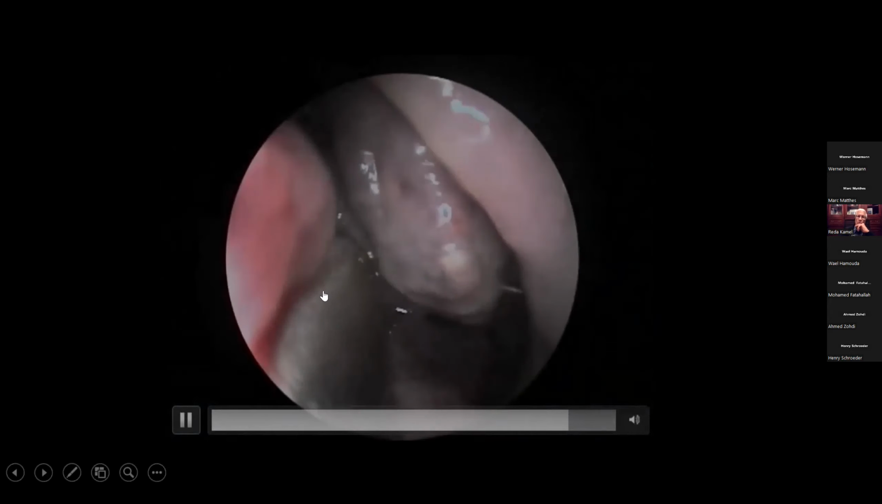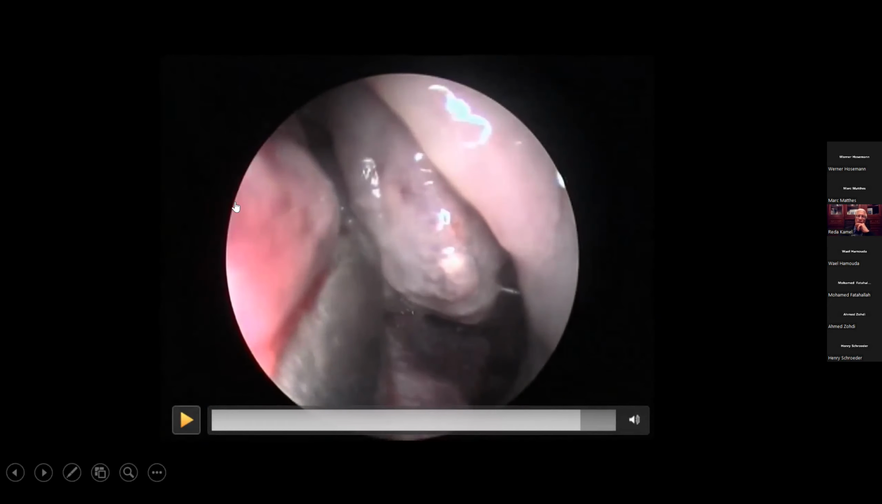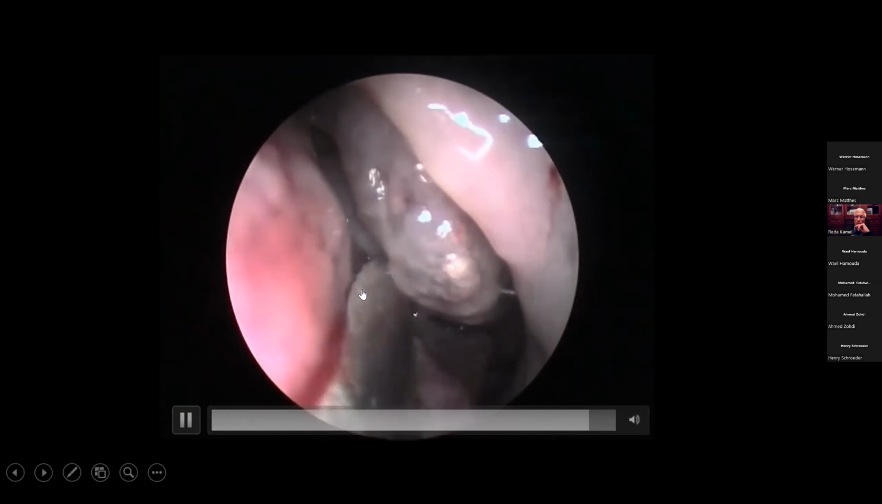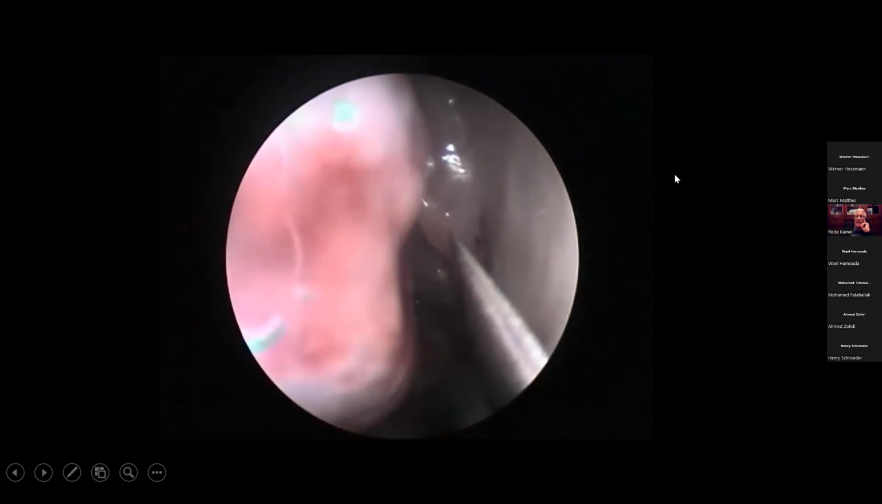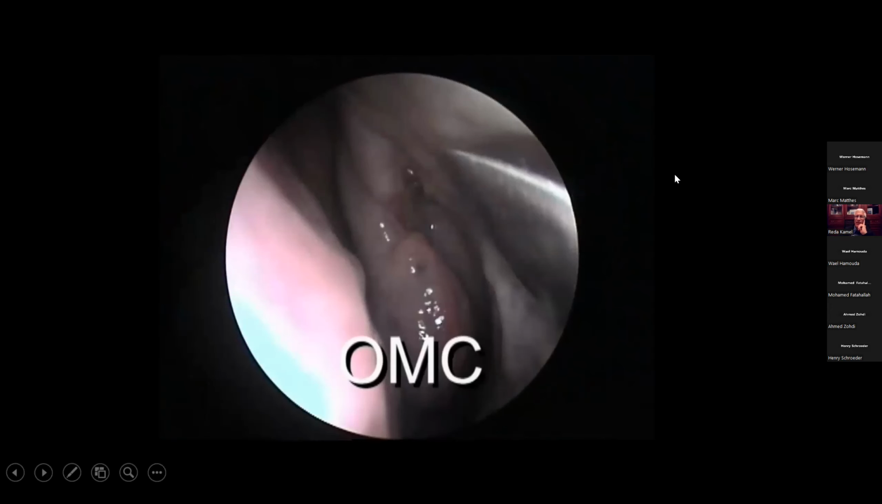And then I just want to make sure that everybody is aware. This is the middle turbinate, first part. This is the bulla ethmoidalis. This is the uncinate process on the left side. And now we are hitting the structure, which is nothing but the second part of the middle turbinate, the basal lamella. And we are pushing the bulla to expose the basal lamella. So it's the anatomy.